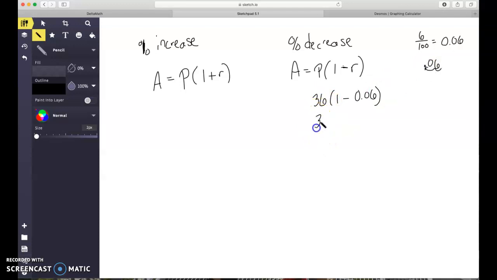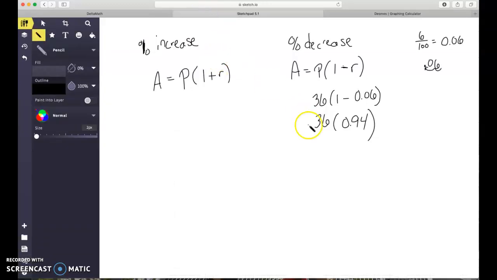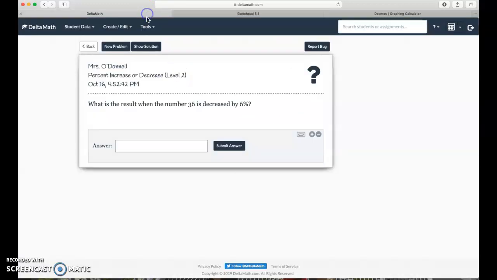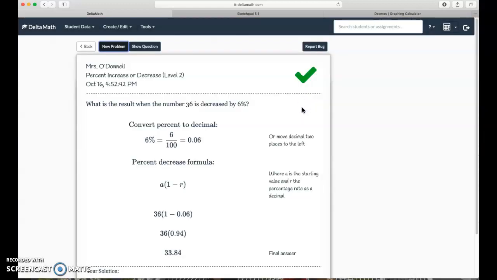So let's see here. That gives us 36 times 1 minus 0.06, which is 0.94. And you can grab your calculator and do that. 36 times 0.94 gives us 33.84, right? 33.84 would be our final amount. Let's type it in and see what Delta Math says. 33.84, submit, yes, and they like it.